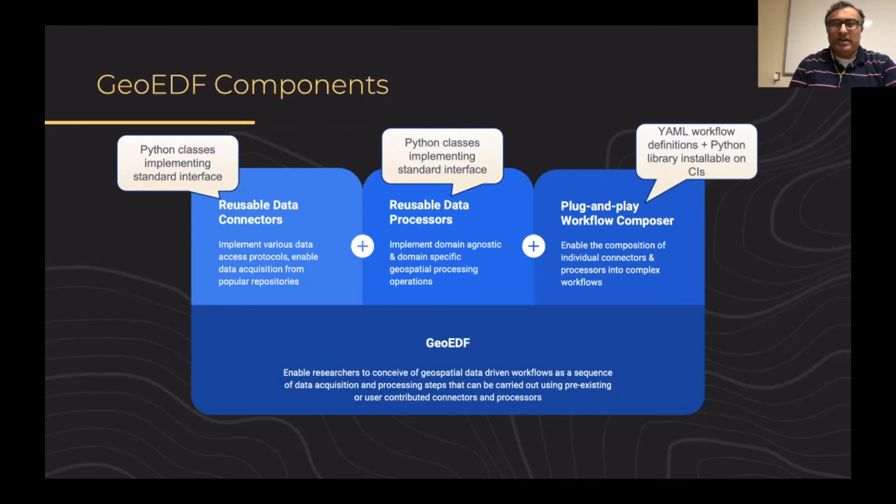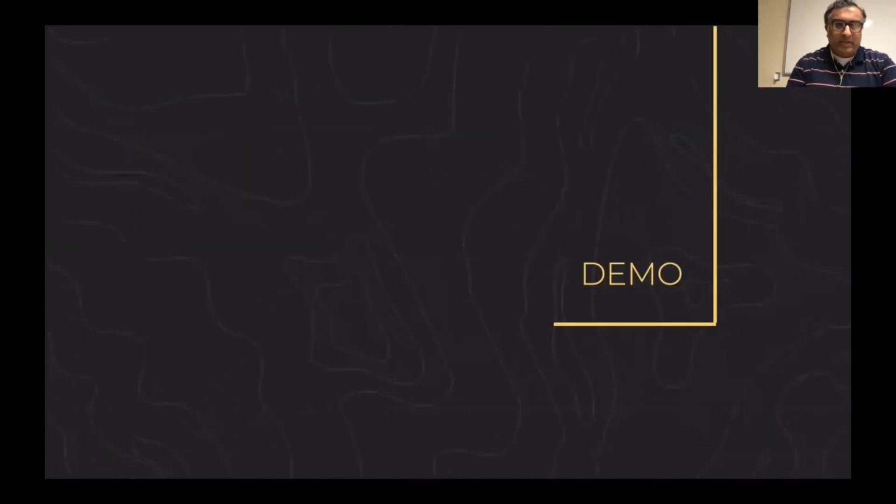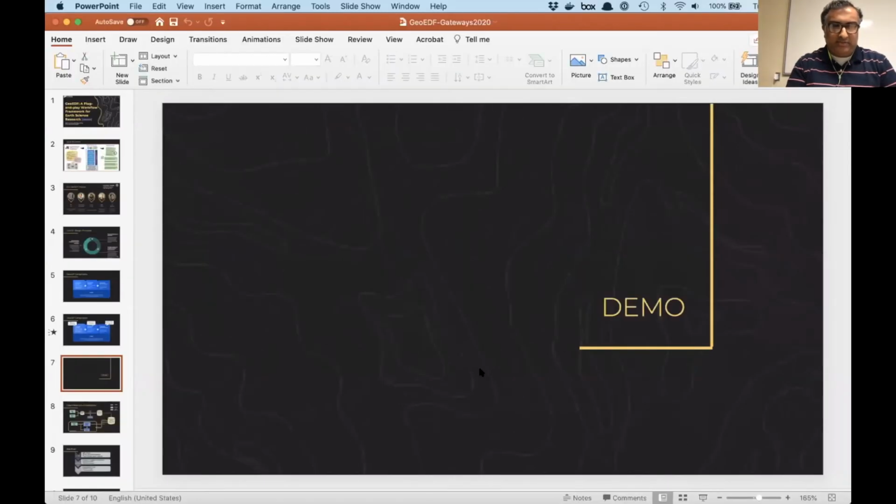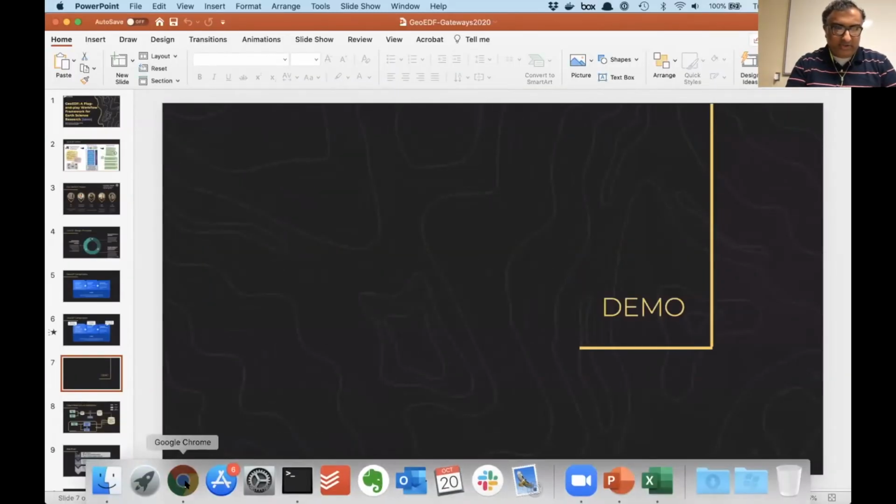The workflow composer has 2 pieces that you just saw. There's the syntax itself that tells you how you can compose these connectors and processors together into a workflow, and we use YAML for that. And there is a workflow engine that's essentially a Python library built on top of Pegasus, which is a workflow management system. It allows you to define this YAML workflow, and then the engine takes the YAML workflow and figures out how to execute the corresponding connectors and processors in whichever computer environment we've set up for that. So with that quick overview of GeoEDF, let's go back to our workflow.